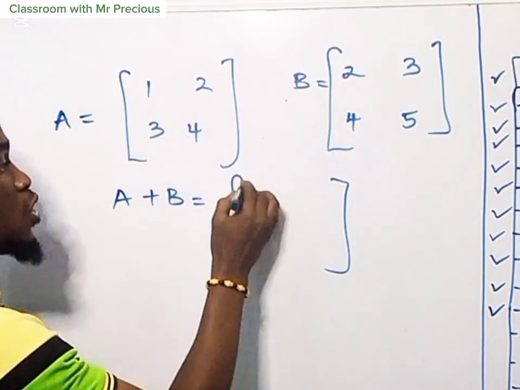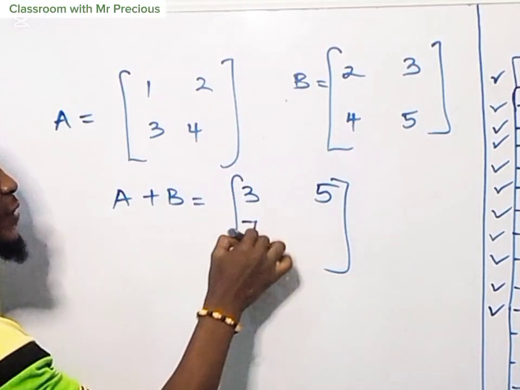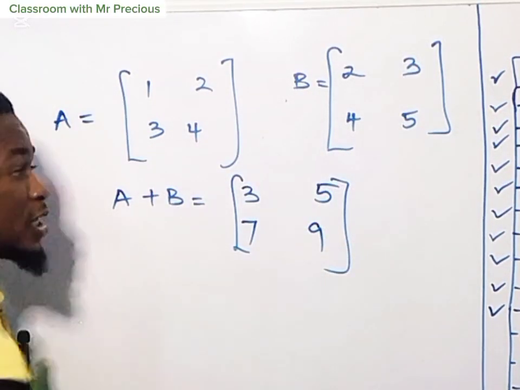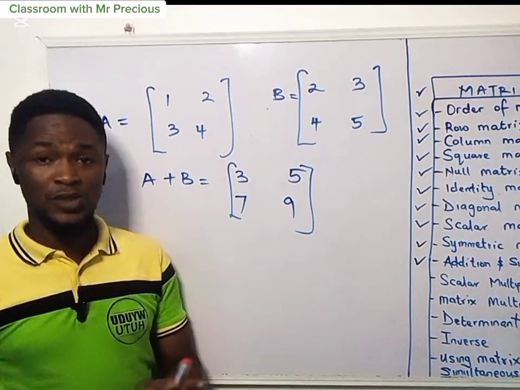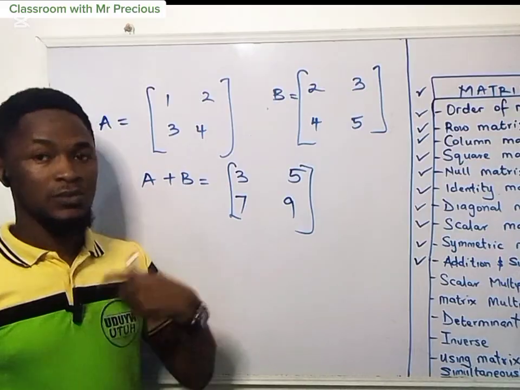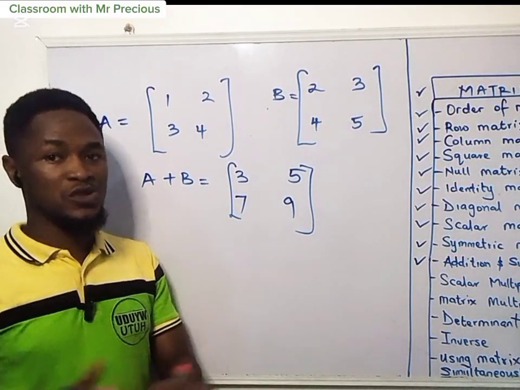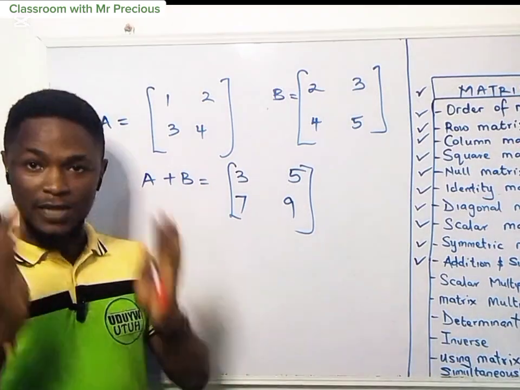So 1 plus 2 will give you 3, 2 plus 3 will give you 5, 3 plus 4 will give you 7, and 4 plus 5 will give you 9. So addition and subtraction of matrices is very simple, just your normal addition, but they have to be the same order of matrix, and you have to add or subtract corresponding elements.